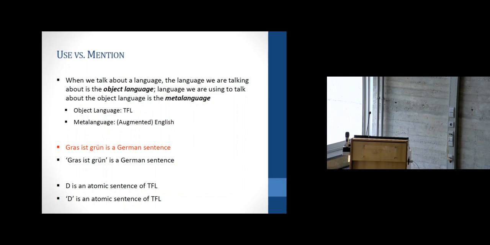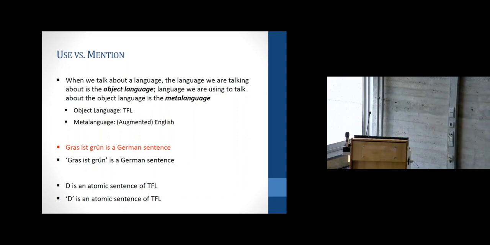It's not a grammatical sentence. How do you make it into one? You specify that you mention the expression "Gras ist grün" with quotation marks, and then you can say it's a German sentence, and now it becomes a sentence that makes sense. Okay, so this is how we use the quotation marks many times.